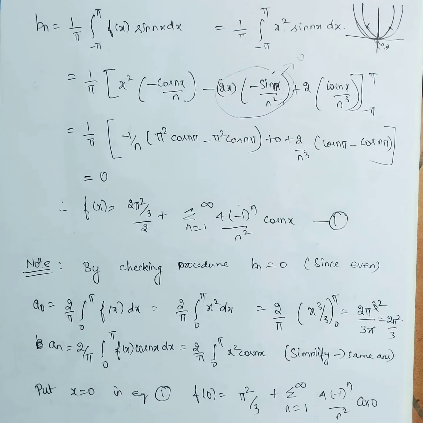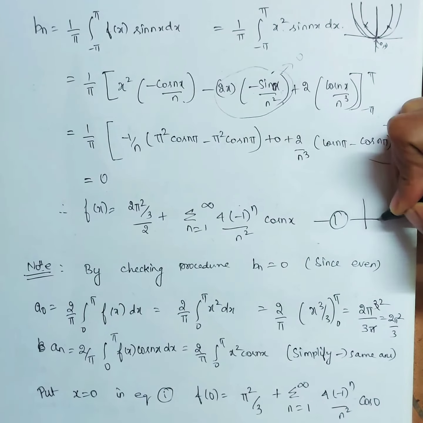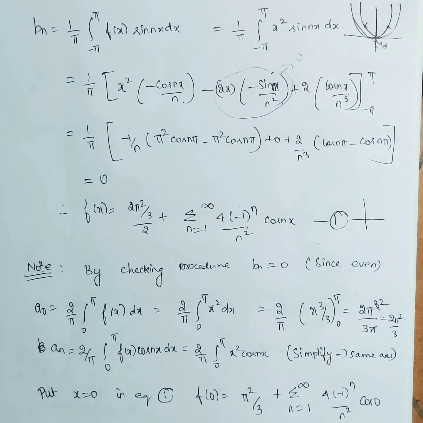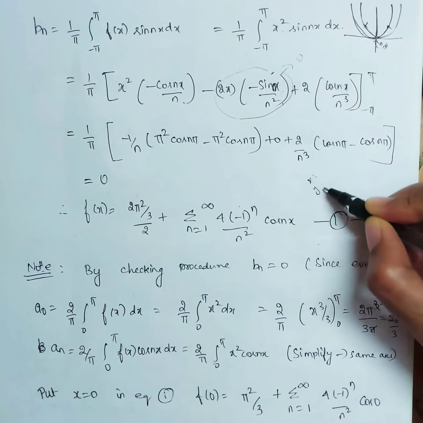Now coming to the checking procedure. In the beginning I told you we didn't check whether the function is even or odd, right? There are two ways to check. Either you can check graphically or you can check mathematically. How to check graphically? What you are going to do is just draw the graph. Okay. Function x square is on one side and the corresponding y value we are going to write.